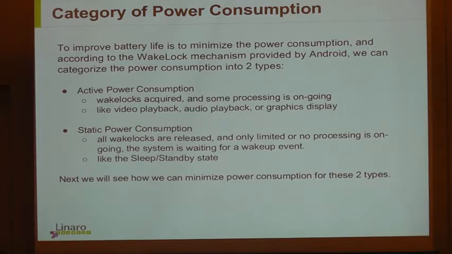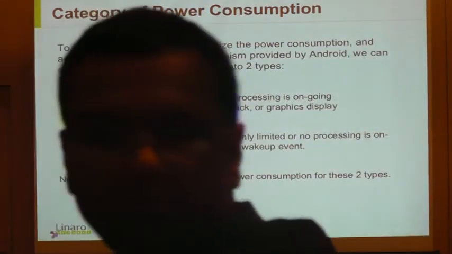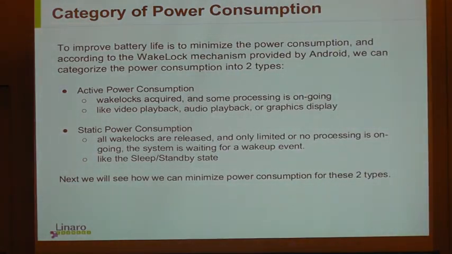Second type is the static power consumption, where all wake locks are released and only limited or no processing is ongoing. The system is waiting for a wake-up event. This is a state like the sleep or standby state of the Android device. Next, we will see how we can minimize the power consumption for these two types.